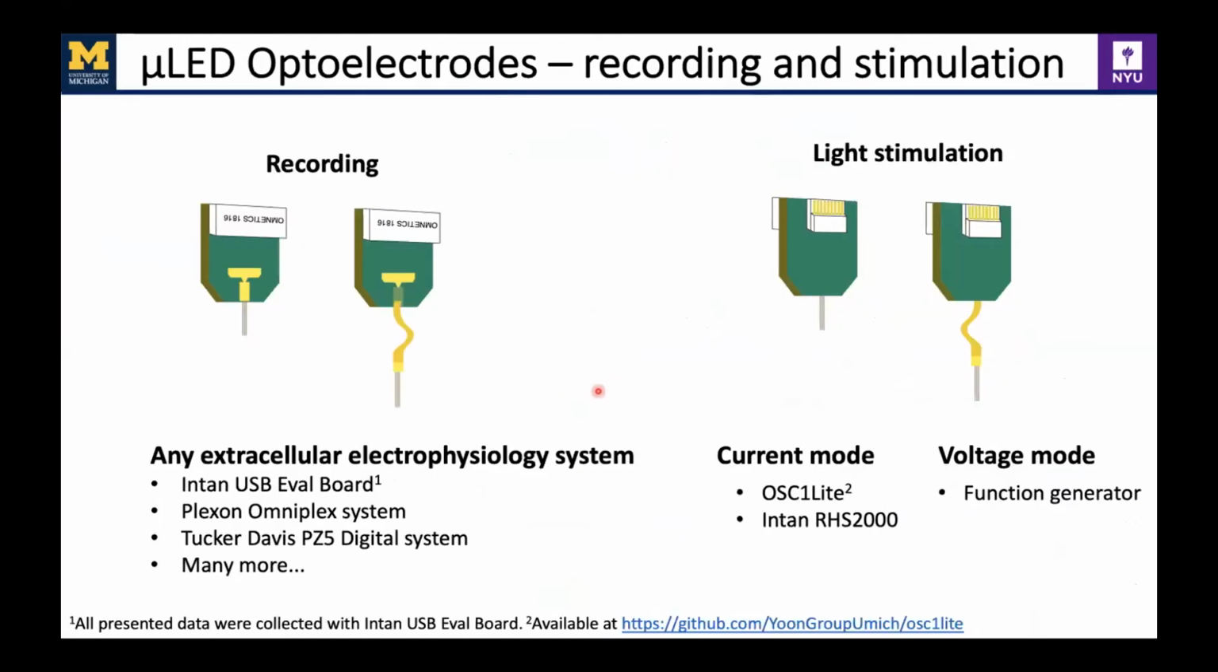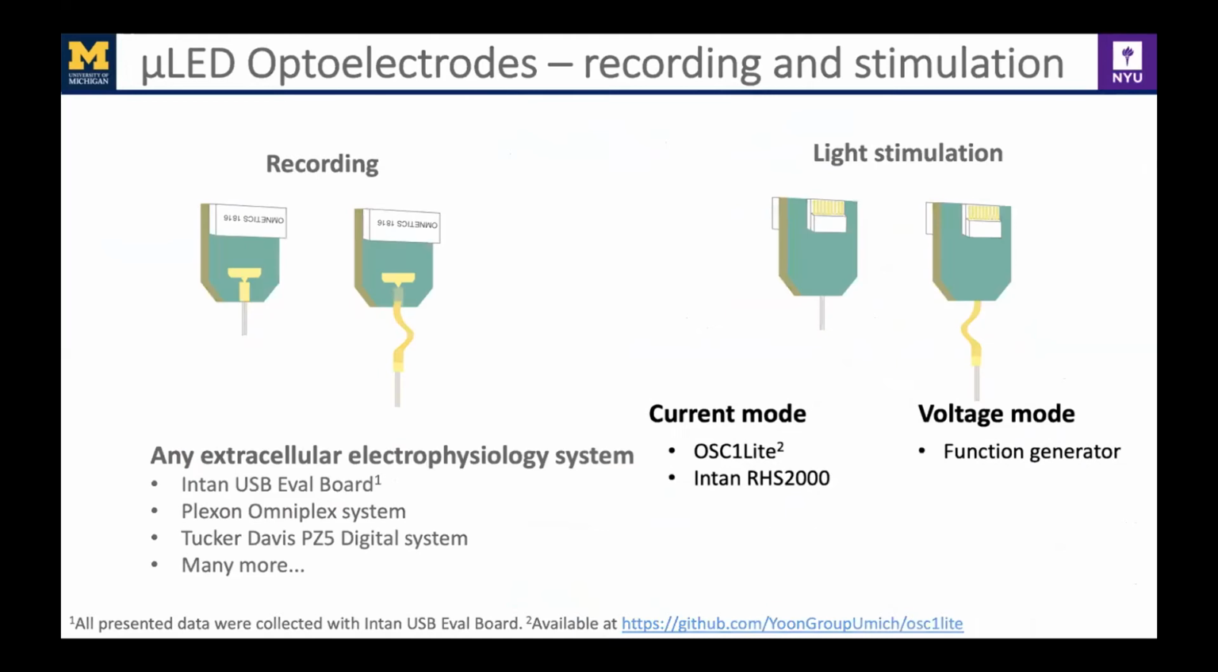So basically, you could record acutely or chronically with these micro LED optoelectrodes. For recording, again, you can use any extracellular electrophysiology system. I personally always use the Intan USB evaluation board. And for live stimulation, you could use either a current mode system or a voltage mode system.